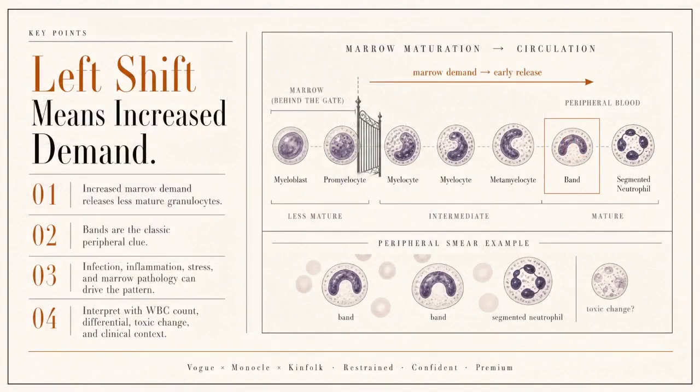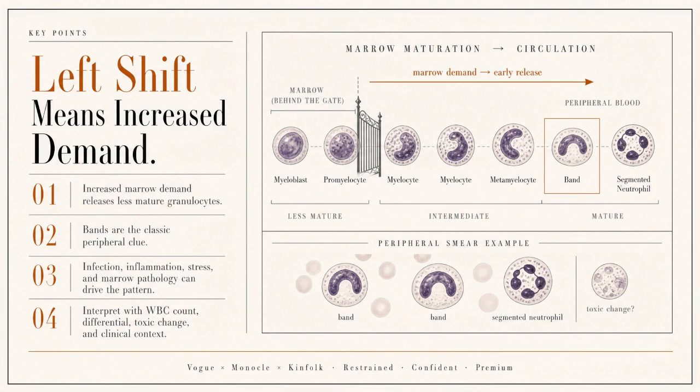A left shift means that less mature neutrophil forms are appearing in the peripheral blood. Most commonly, this refers to increased bands, but more significant left shifts may include metamyelocytes, myelocytes, or even earlier precursors. The usual reason is increased peripheral demand.